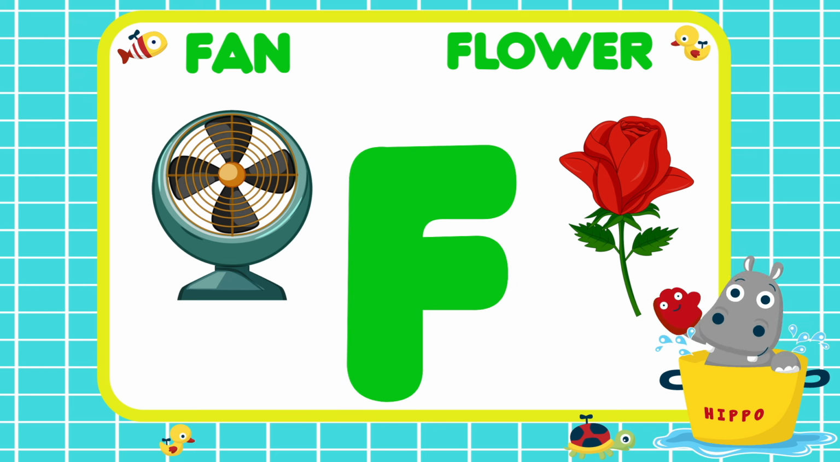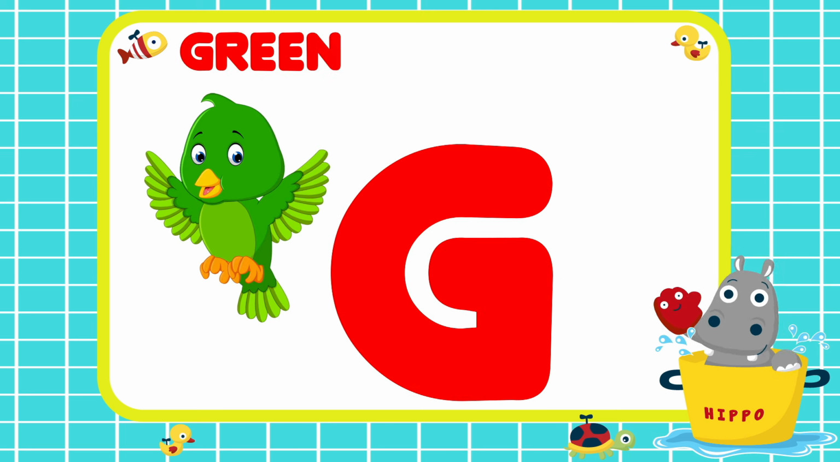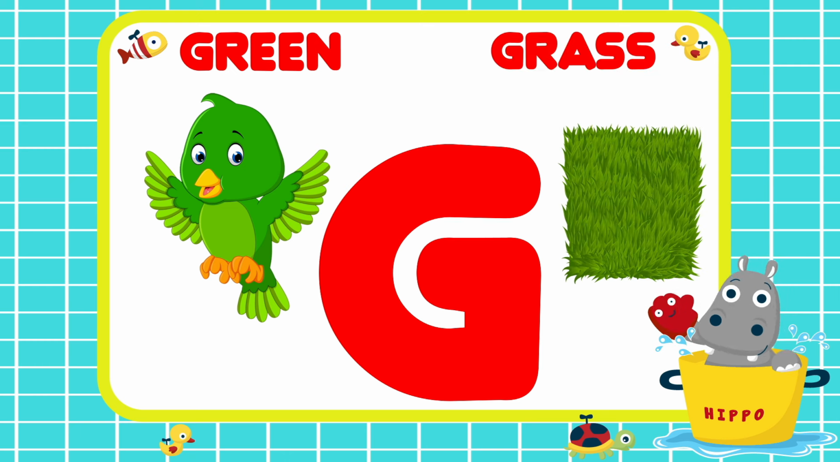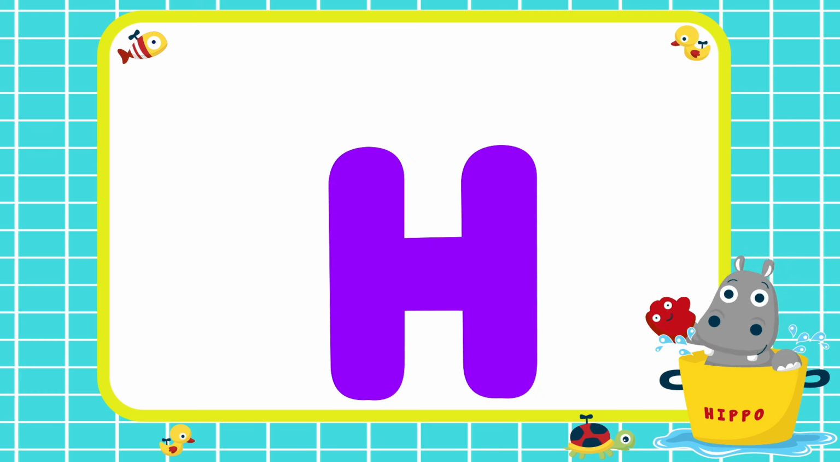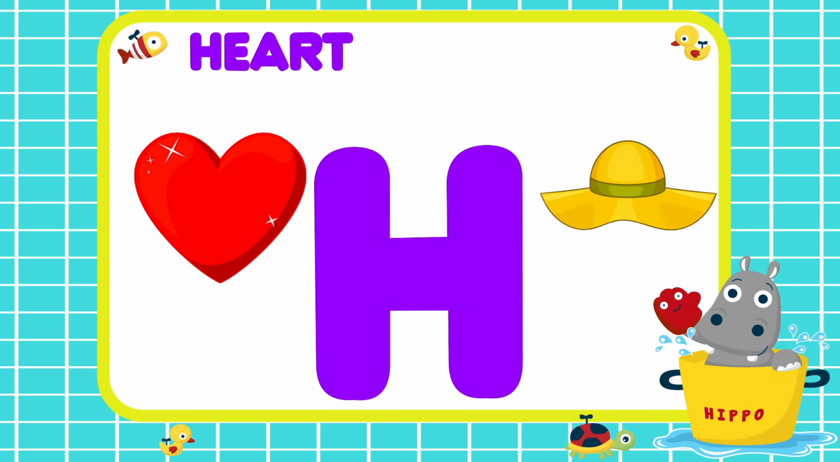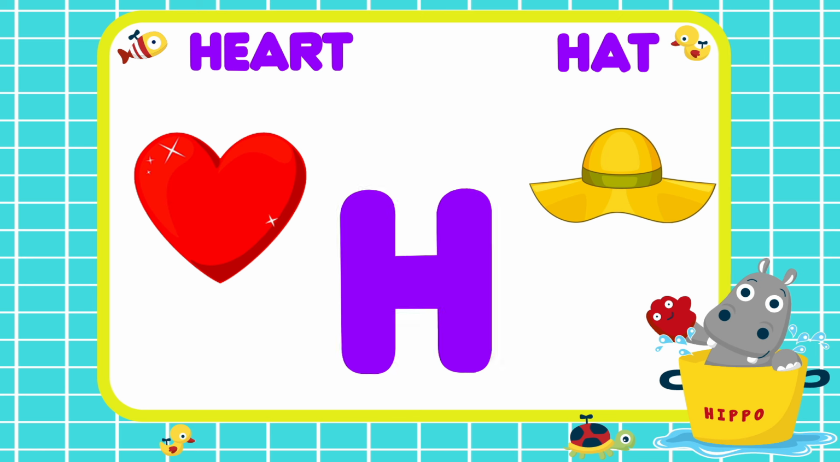F is for f-f-f-f-flower. G is for green, g-g-green. G is for grass, g-g-grass. G is for g-g-g-g-green. G is for g-g-g-g-grass. H is for heart, ha-ha-heart. H is for hat, ha-ha-hat. H is for ha-ha-ha-ha-heart. H is for ha-ha-ha-ha-hat.